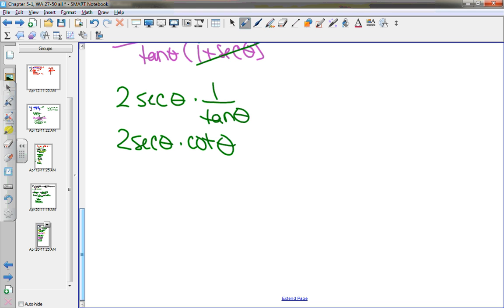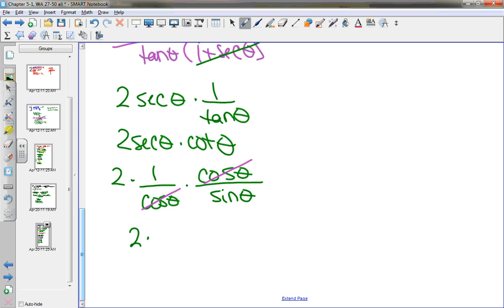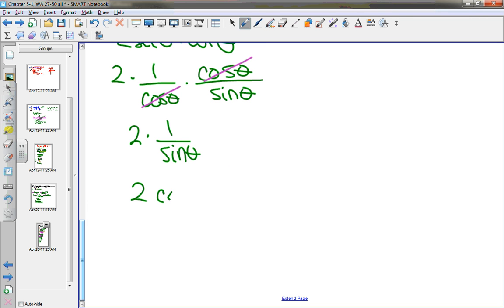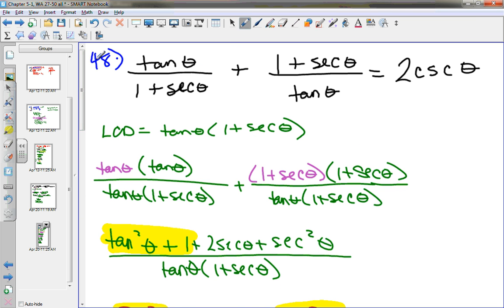But we're really not done yet. Because if I could express this in terms of sine and cosine, what is secant in terms of sine and cosine? 1 over the cosine of theta. And what is cotangent? Cosine of theta over the sine of theta. And then what happens? The cosines cancel out, and I'm actually left with 2 times 1 over the sine of theta. And what is 1 over the sine of theta? 2 cosecant of theta. Shebang!